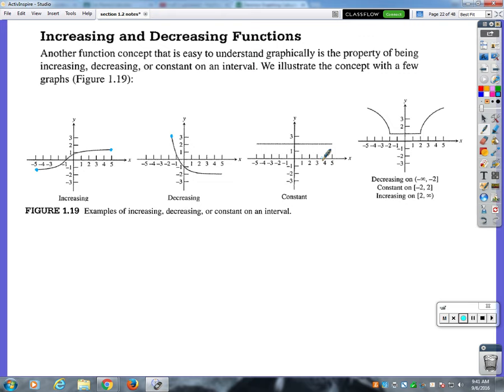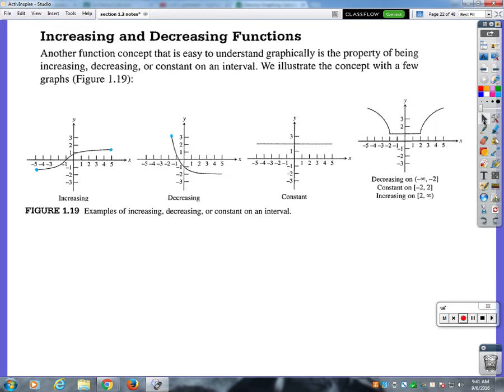And then, of course, we can mix things up and have the graph be doing all three of those things at the same time. So this graph is decreasing from negative infinity to negative 2. Notice when we're talking about these intervals, we're talking about the x values. Okay? So the x values from negative infinity to negative 2, the y values are going down over that interval. And then from negative 2 to 2, the y values are staying the same. And then from the x values 2 to infinity, the y values are going up. So we're going decreasing, constant, and then increasing.